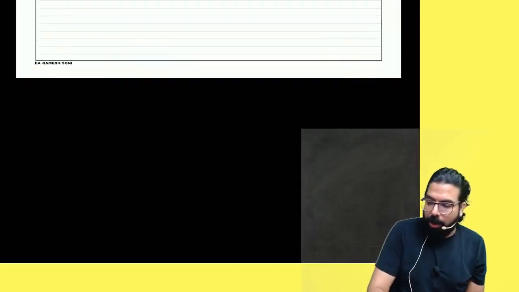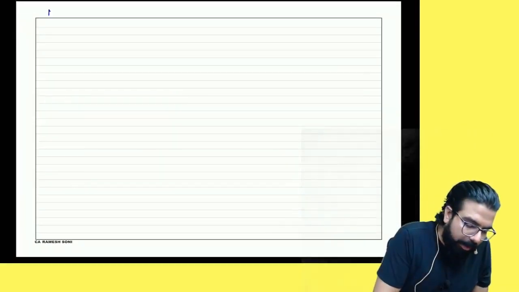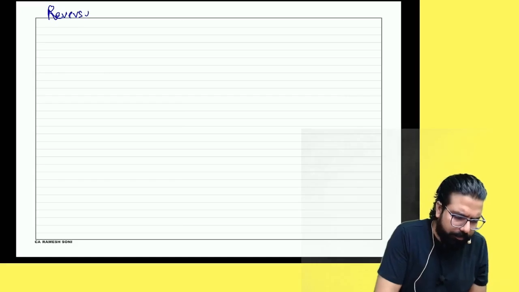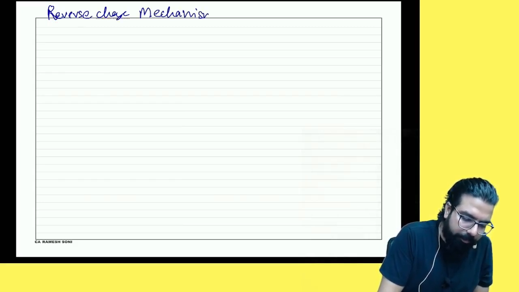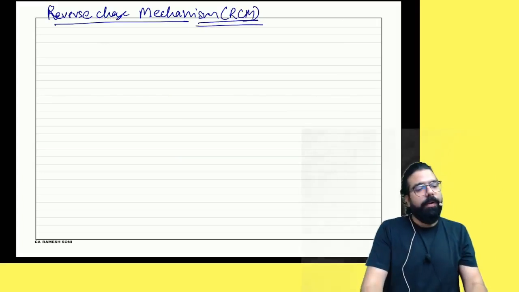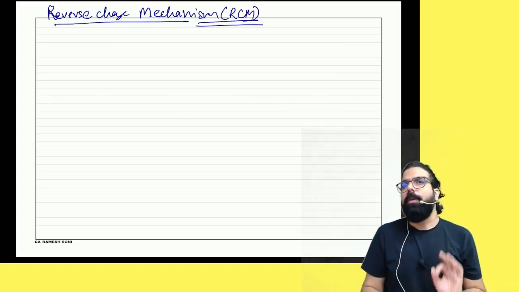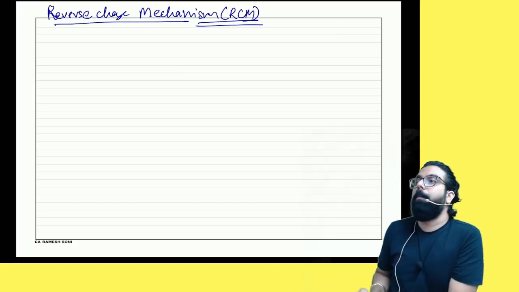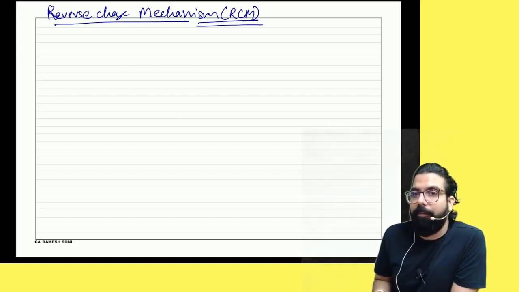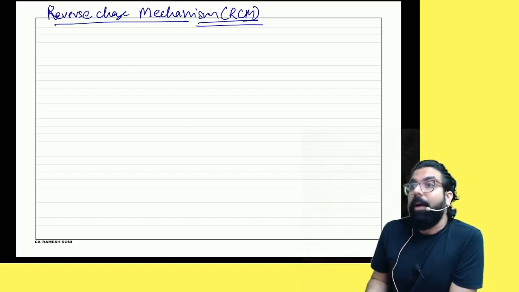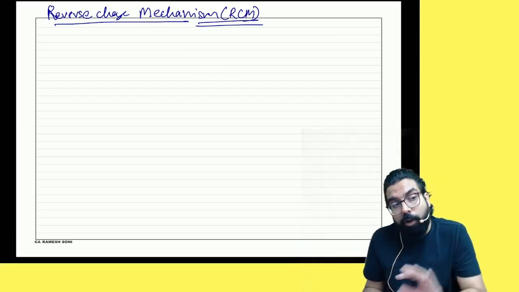But there's something called reverse charge mechanism, which is also called RCM. What is RCM? Listen. Sometimes government sees that taking GST from the supplier is very difficult, and hence government says, hey recipient, you only pay the GST to me.